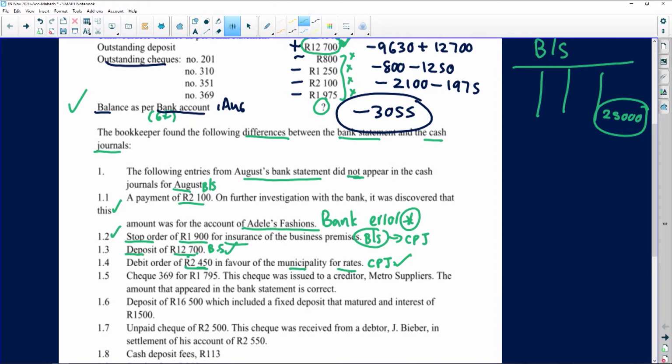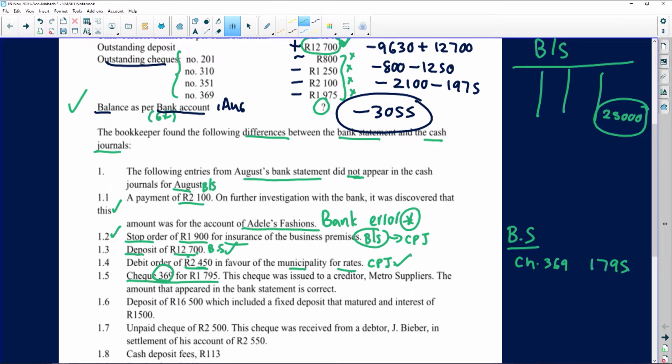So 1.5, check 369 for 1,795 Rand. So remember, once again, it's on the bank statement, and on the bank statement there is a check appearing, check number 369 for an amount of 1,795. Now, immediately, guys, that check number should ring a bit of a bell. It should tell you, hang on, wasn't that check outstanding in the previous month? Remember, last month we had 4 checks that were outstanding, and immediately I notice here is check number 369. So let's read on. This check was issued to a creditor, Metro Suppliers. The amount that appeared in the bank statement is correct.